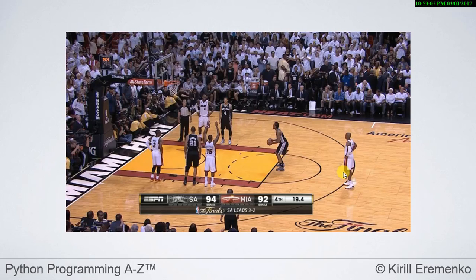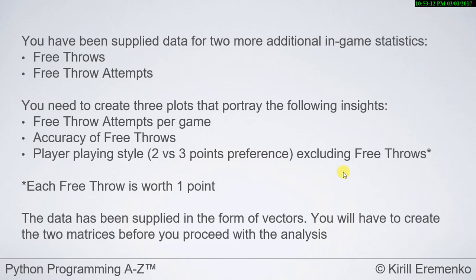So a free throw is worth 1 point, and we had this data. We've been supplied two additional in-game statistics: free throws and free throw attempts, and we need to create three plots for the following: free throw attempts per game, accuracy of free throws, and player playing style, 2-pointer versus 3-pointer preference, excluding free throws.